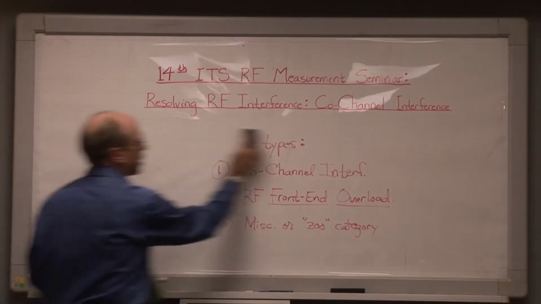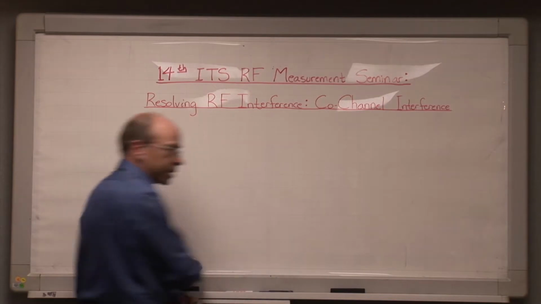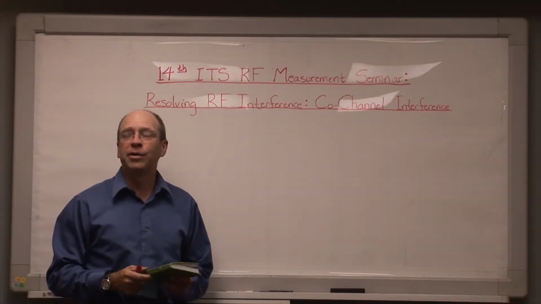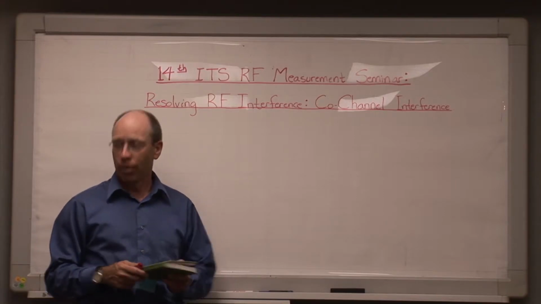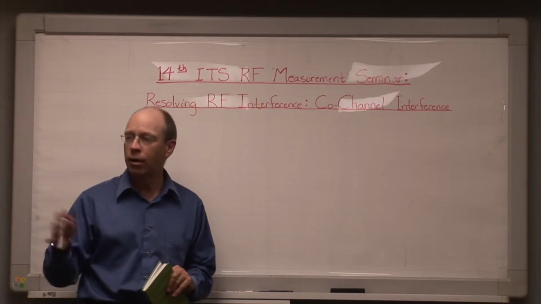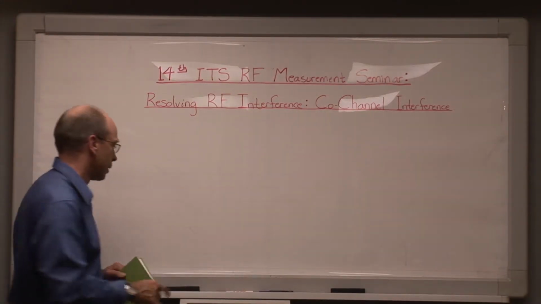What about adjacent channel? And thanks for mentioning that. Adjacent channel interference, which can result in either RF front-end overload or can result in co-channel because of essentially a bleed over effect. Into two categories. Exactly, but I'd still put it into two categories.